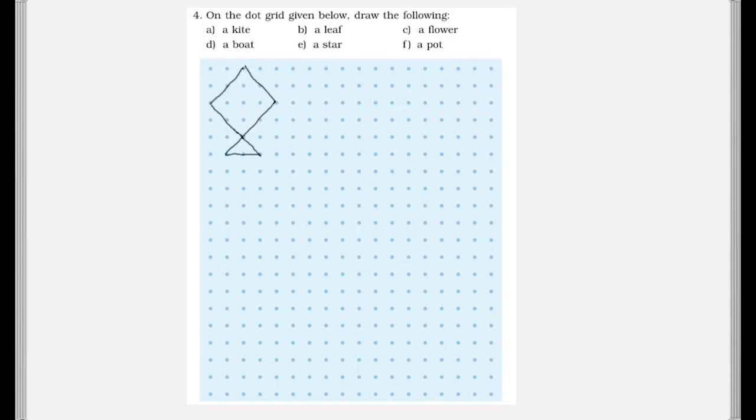Then a leaf. So we can draw a leaf like this. Okay, so this is a leaf. Then a flower. A flower can be drawn like this.